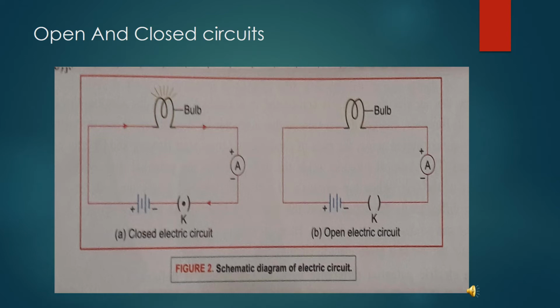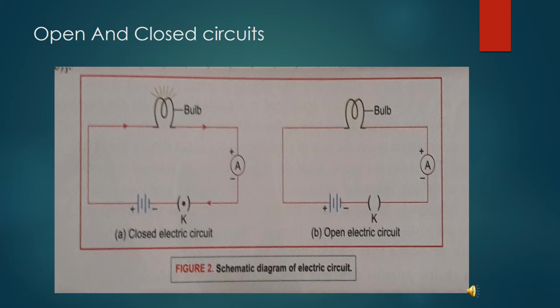Now let's observe figure A and B. What is the difference? All are same. I can see the battery, I can see bulb, I can see ammeter, I can see switch. Where is the difference?